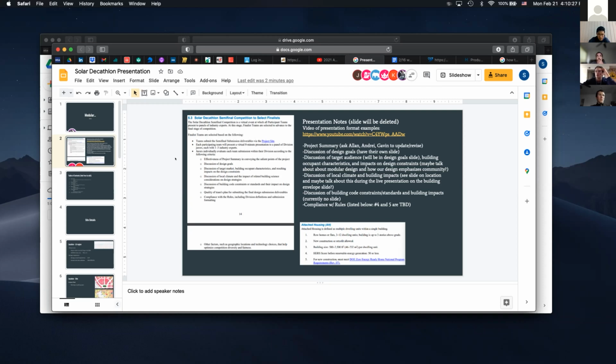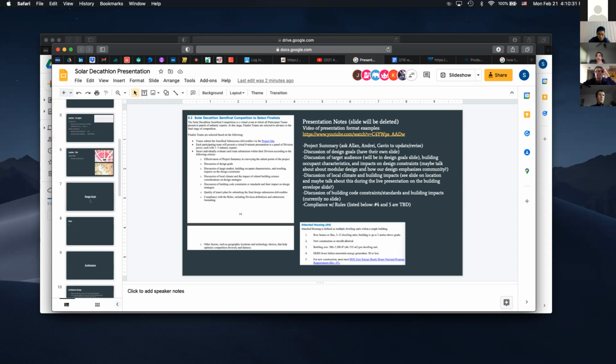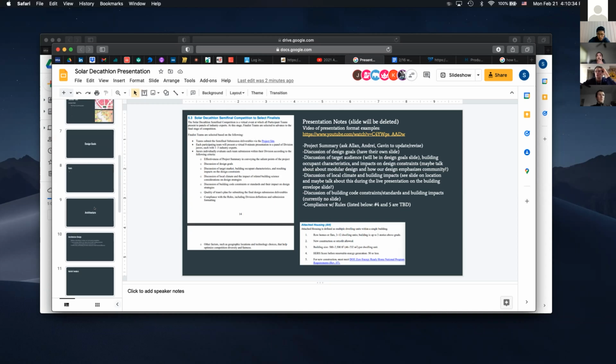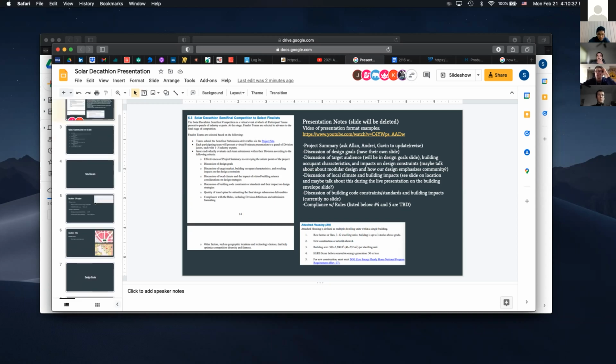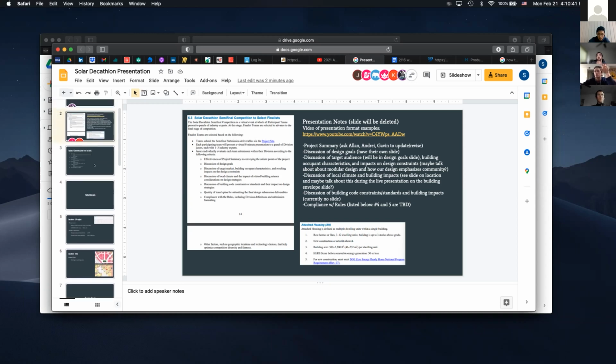The next one is discussion of design goals. Jared and I were talking about, if you refer to the slides, we added a table of contents where we will be able to address the stuff that we talked about in the last meeting, as well as the stuff that's been added on. So we're going to have to talk about what we want as design goals, both holistically and technically speaking. One thing that we're lacking is the discussion of the target market, building occupant characteristics, and resulting impacts on the design constraints. I've got a couple ideas on that I could talk about a little bit later.